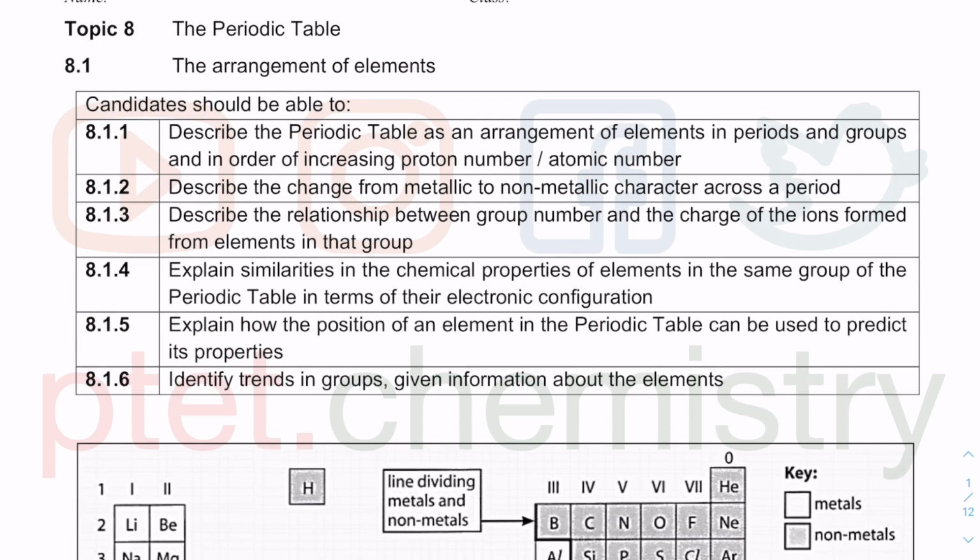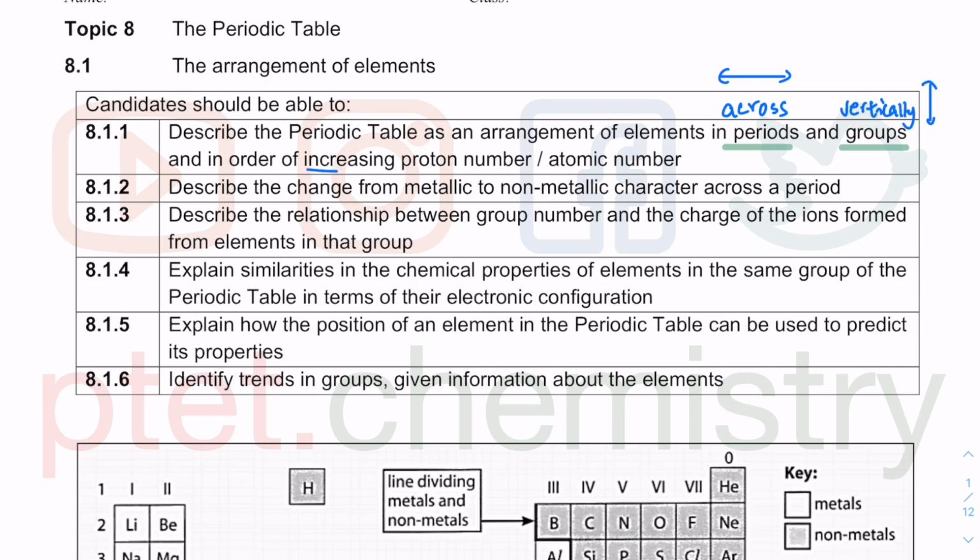In the first bit, we're going to look at the arrangement of elements, because the periodic table arranges the elements in terms of periods. Periods go across, horizontally like that, and they're called periods. And then you have groups going vertically, up and down. This is basically how they're arranged.